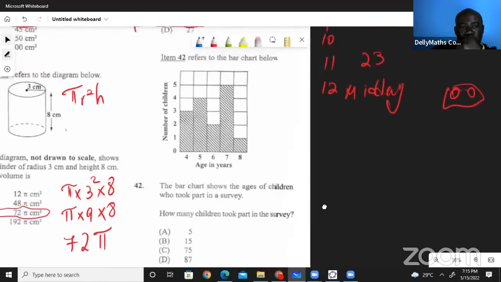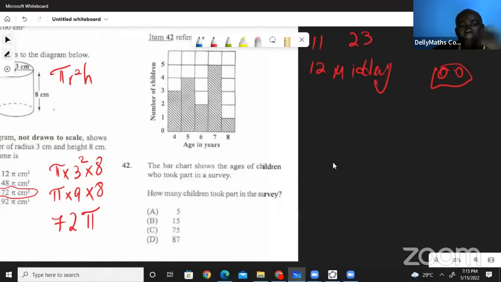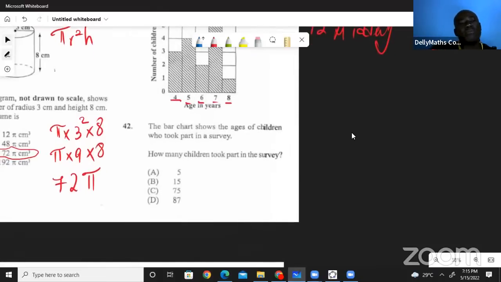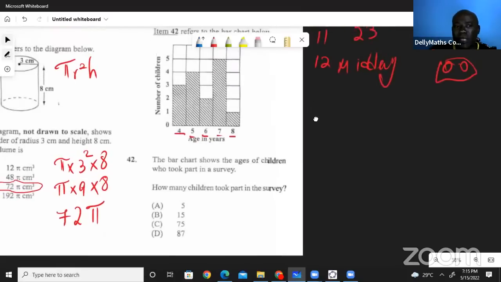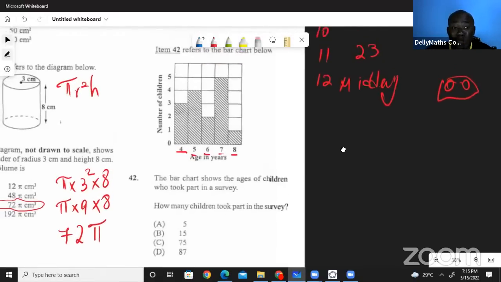All right, let's go. The question says, the bar chart shows the ages of children who took part in a survey. Very good, ages. So these are not the amount of, these are just the ages. So age 4, age 5, age 6, age 7, age 8. This is just the age of some children. And then the question further says, how many children took part in the survey? Now, all I have to do is see how many 4-year-olds were there, how many 5-year-olds were there, how many 6-year-olds were there, and 7 and 8. So we're just going to add up those rectangular heights.